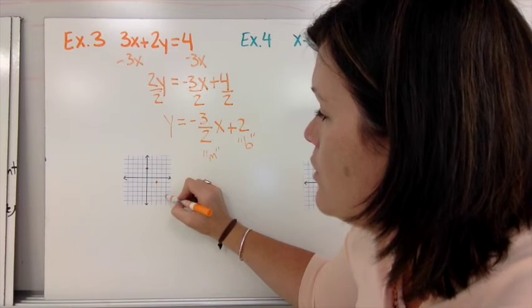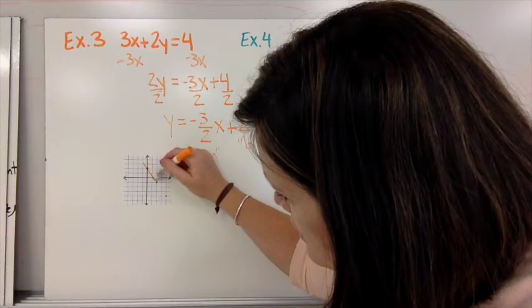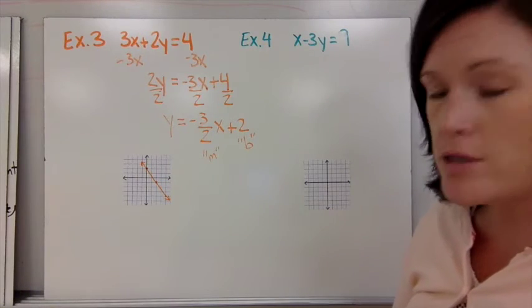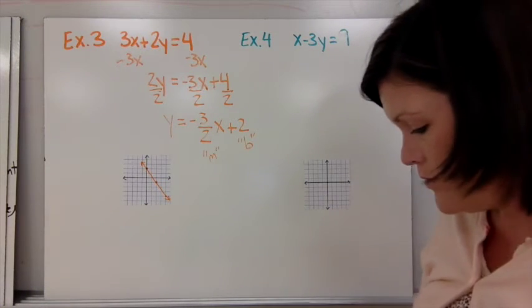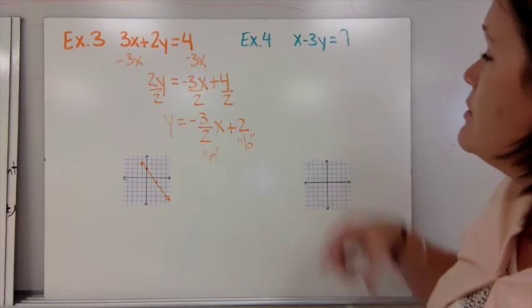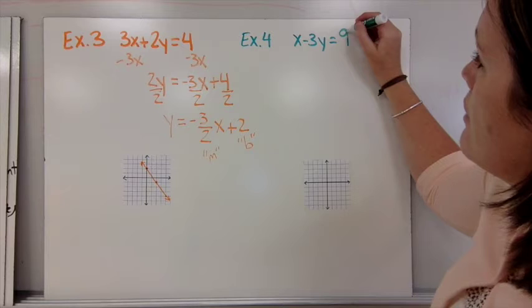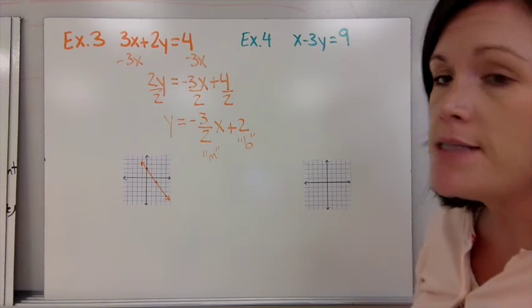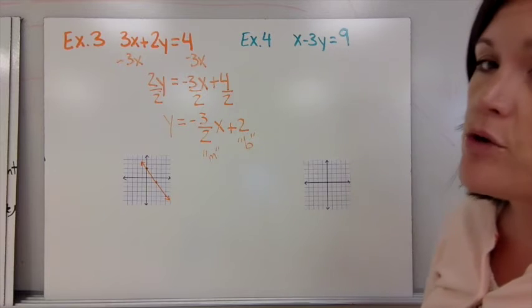And I could do it one more time and then draw my line. Okay, let's look at one more example. Over here, we have x minus 3y equals 7. Or excuse me, that's a 9. It got rubbed off. So this one's also in standard form because I have x and y on this side and my constant on that side.